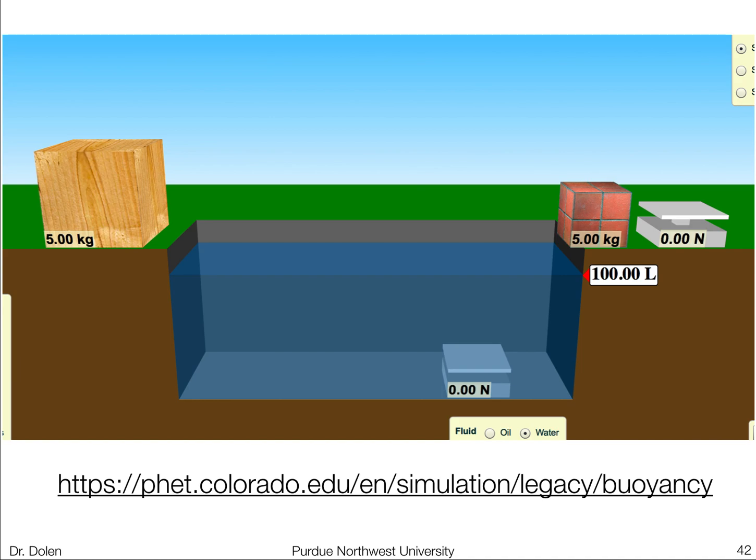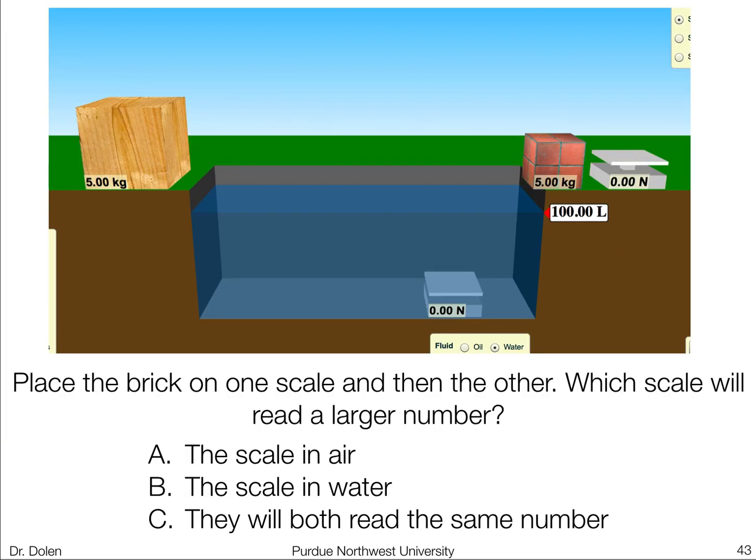And first, let's try to answer a question. So I have this brick right here, the 5 kilogram brick. I can put it on this scale, which is outside of the water, and read in newtons what is the force of gravity acting on that brick, or what is the force of the brick on that scale, would be a more accurate way of saying that. And then I could put the brick on this scale, which is submerged underwater, and see what is the scale going to read, what is the force of the brick on the scale.